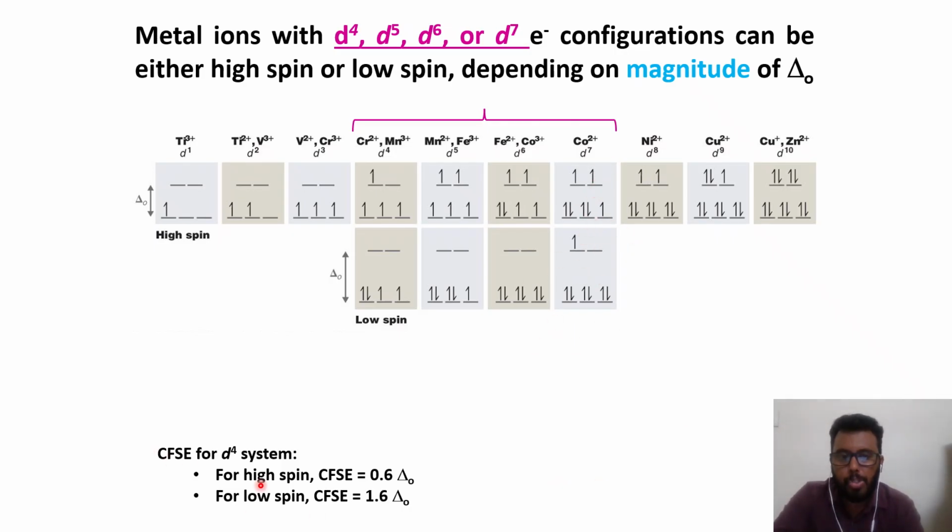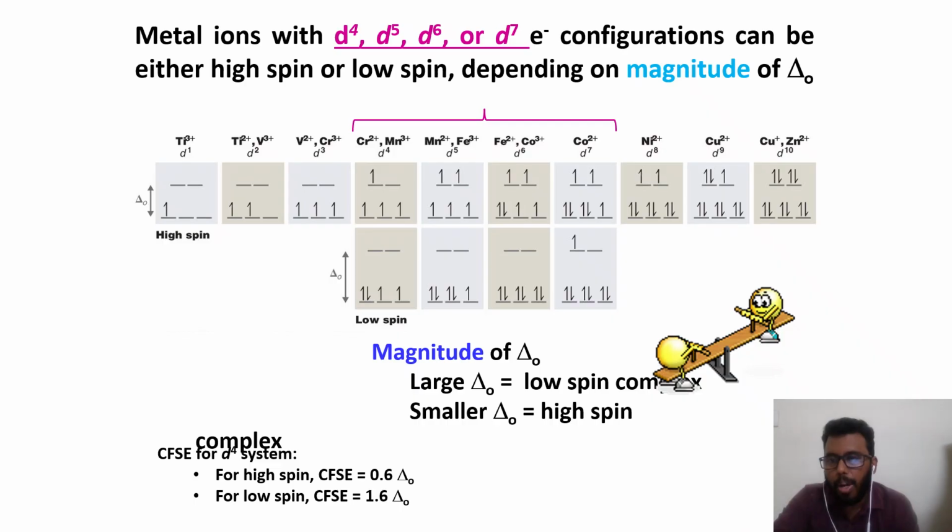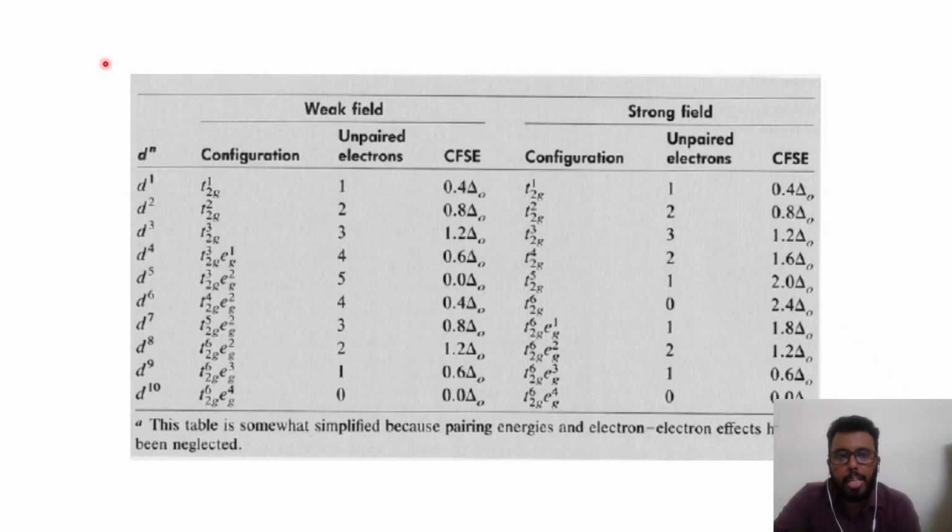Just remember this one. So for these 4 systems, where is d4? This one. For the high spin complex, that is this 4, 4 into, you can calculate the value. So that is 0.6 delta O, and the CFSE here is 1.6, only 2. So you can calculate the unpaired electrons and put it in the number. So just remember: larger delta O, low spin complex; smaller delta O, high spin complex. In that way, this table is very useful.